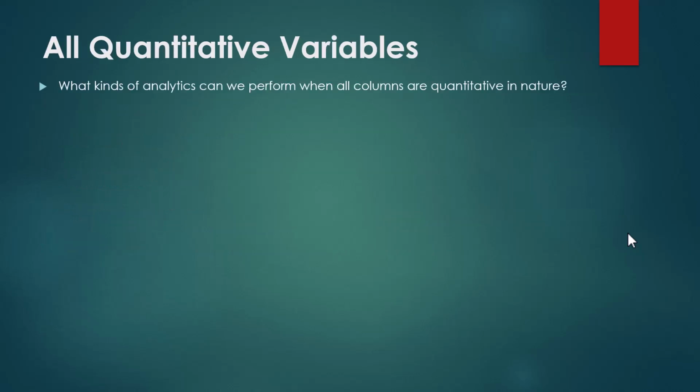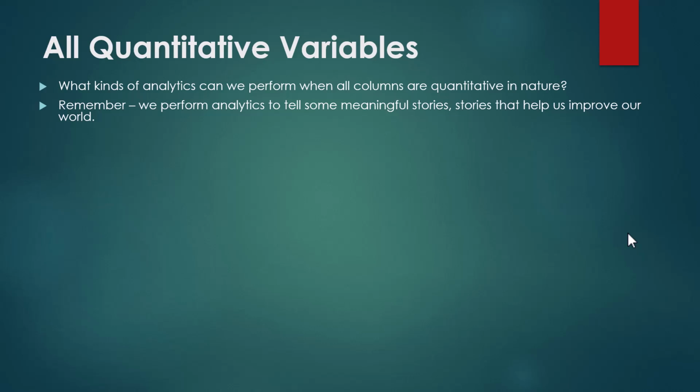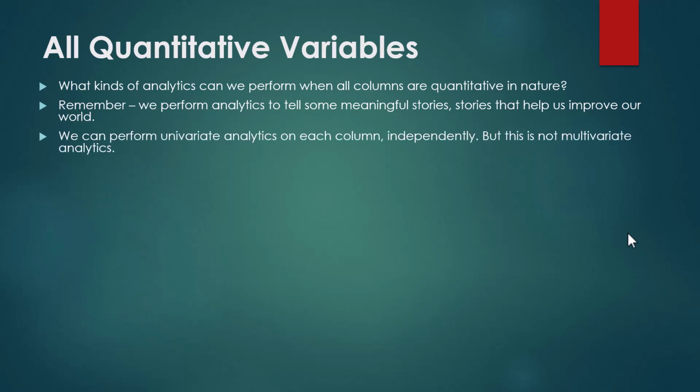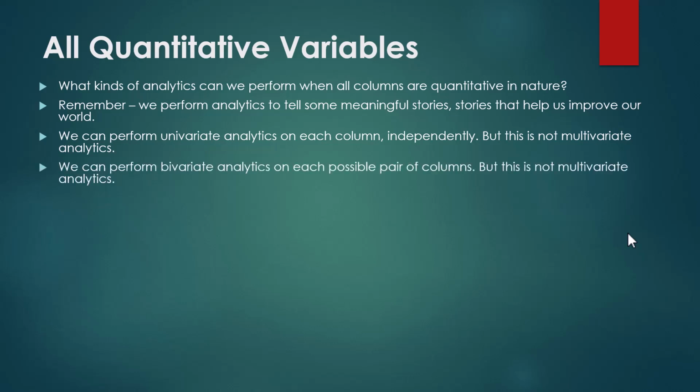All quantitative variables. What kinds of analytics can we perform when all columns are quantitative in nature? Remember, we perform analytics to tell some meaningful stories, stories that will help us improve our world. So when we have all quantitative variables, we can perform univariate analytics on each column independently, but this would not be multivariate analytics. We can perform bivariate analytics on each possible pair of columns, but this would not be multivariate analytics. In terms of multivariate analytics, we can perform the following.